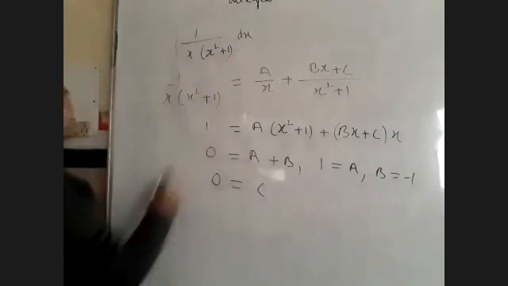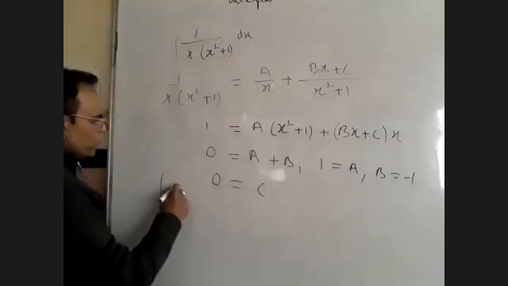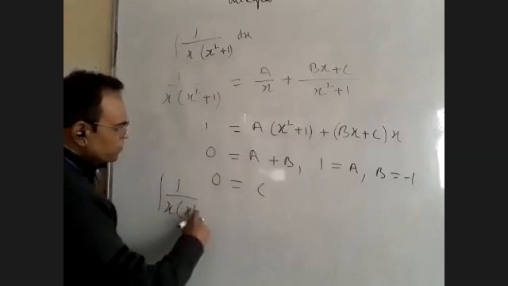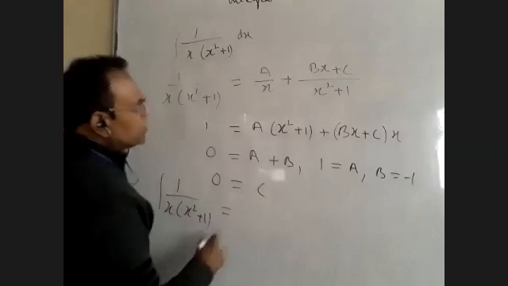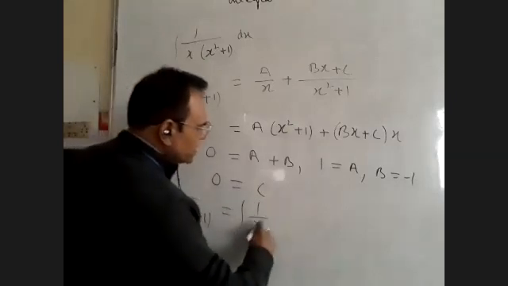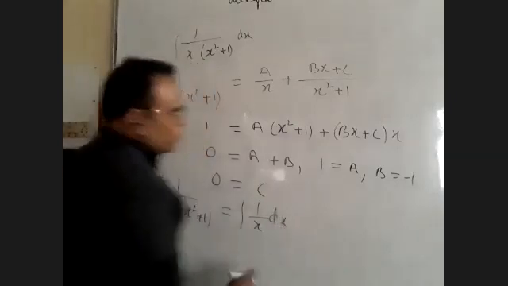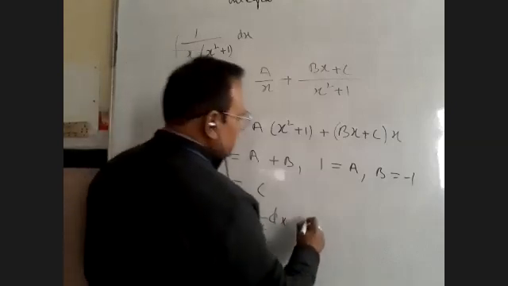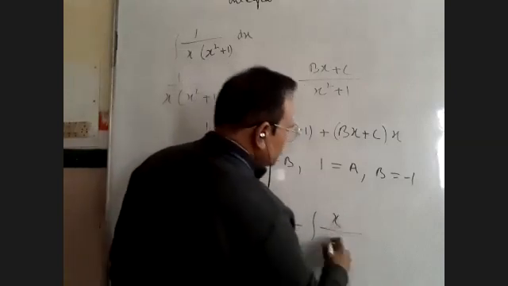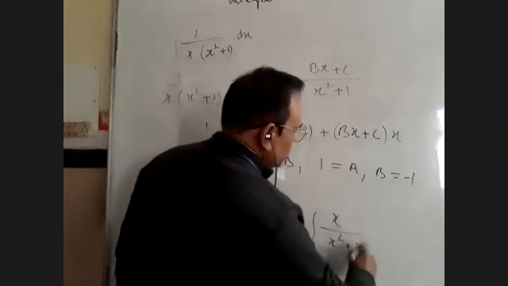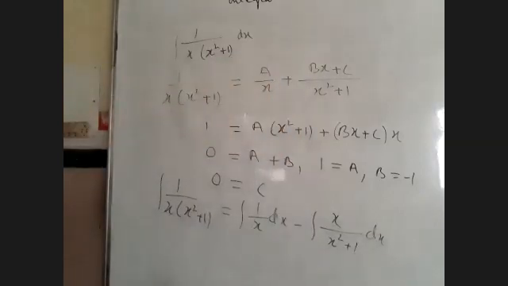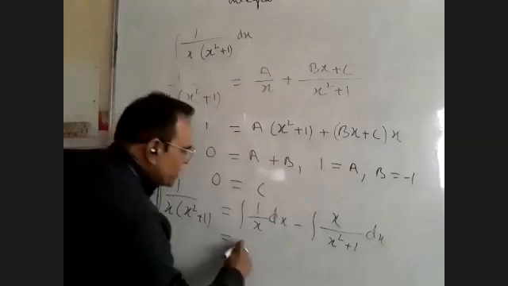So this expression becomes 1 upon x into x square plus 1 equal to the value of A, 1 upon x dx, the value of B, minus x upon x square plus 1. The value of C is 0, so there is no need to write it. So the integration will become log x.